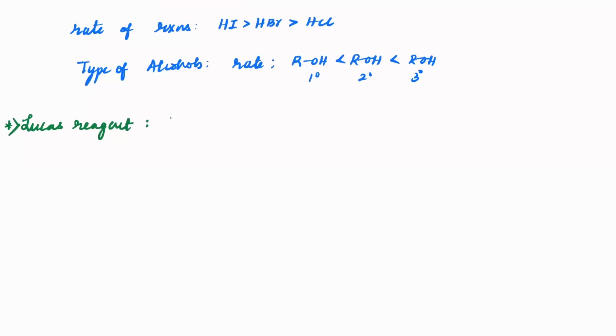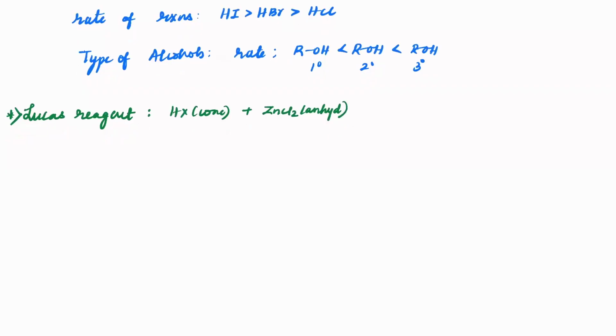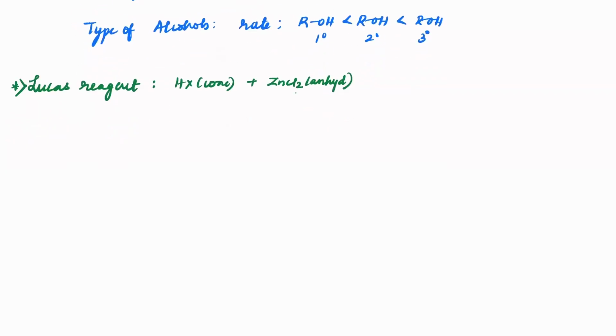So Lucas reagent is when you have HX concentrated, and adding that with ZnCl2 anhydrous. Now this ZnCl2 anhydrous will help to make that 1 degree reaction or 2 degree reaction happen, but again not to a larger extent. But at least it will be useful to actually detect the type of alcohols.